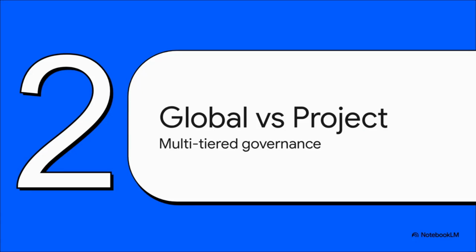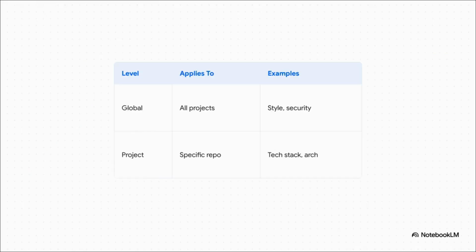Moving right along to Section 2, Global versus Project Levels, and how we handle multi-tiered governance. Claude Code actually supports foundational rules at two composing levels. Up top, you've got your global constitution. This lives in your home directory, and it applies to literally every project you touch. It holds your universal standards. We're talking your preferred code style, how you prefer the AI to ask clarifying questions, or strict zero-exception security rules.